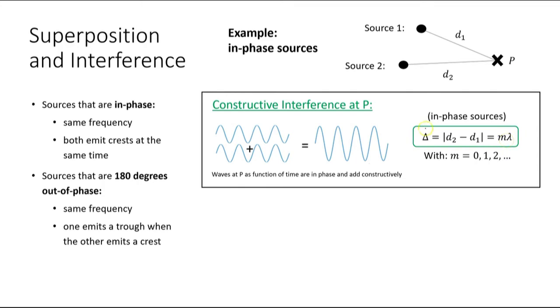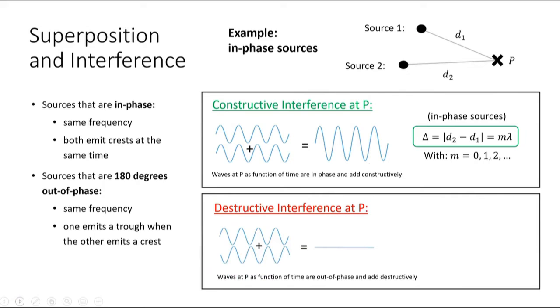So in other words, what we want is delta, which is the difference between the distance traveled by wave 2 and the distance traveled by wave 1, to be equal to some integer multiple of the wavelength, and that will give us constructive interference at point P when we start out with two wave sources that are in phase.